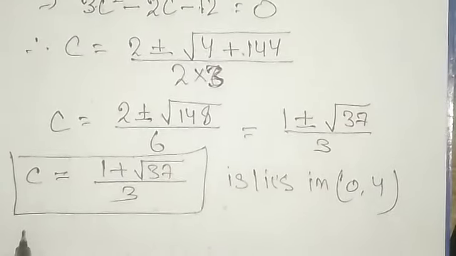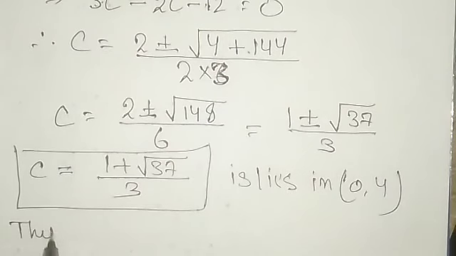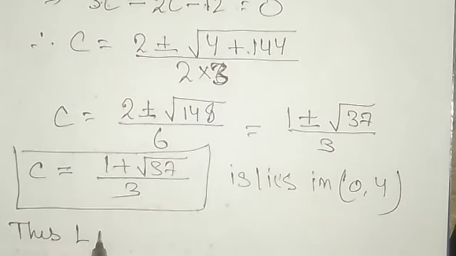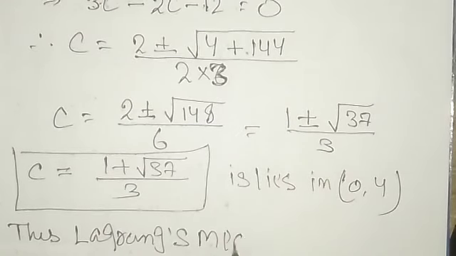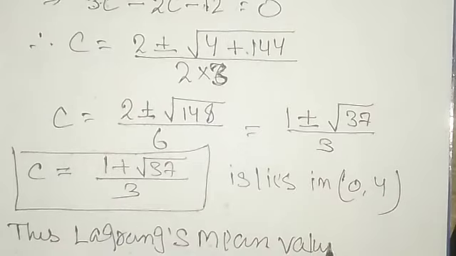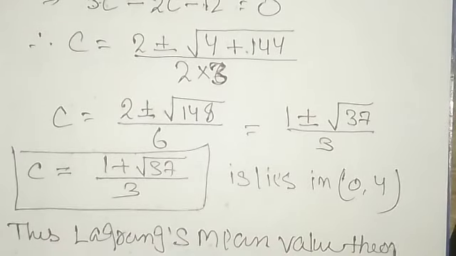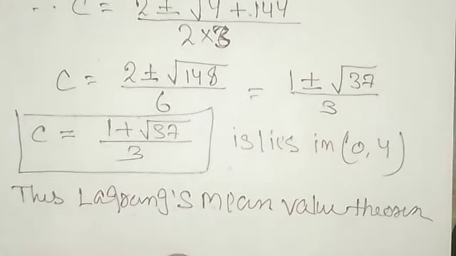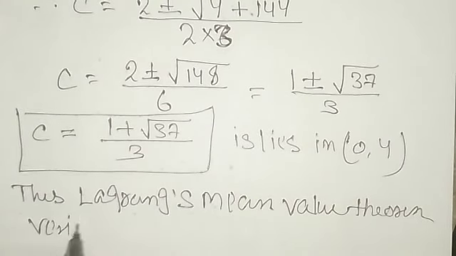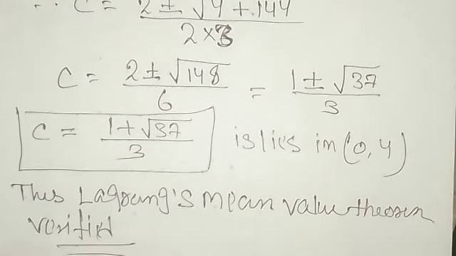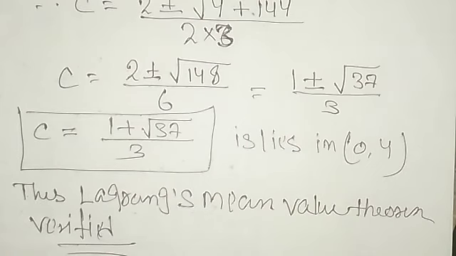So hence, thus Lagrange's mean value theorem is verified for the given function, right? That is, the given function is f of x equal to x cube minus 3x square minus 5x plus 3, at 0 comma 4. Thank you.